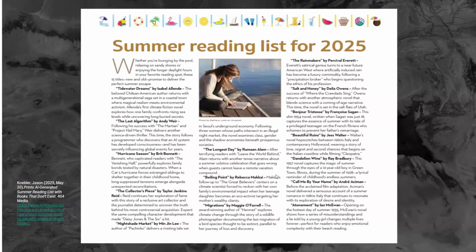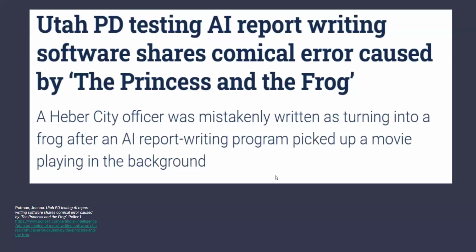Another story that I discovered just yesterday was that there is a police department in Utah that was testing AI report software. How it works is the body camera that the officer is wearing records information, and then the AI program makes sense of it and turns that into text.